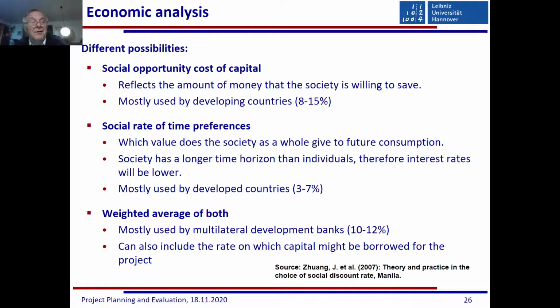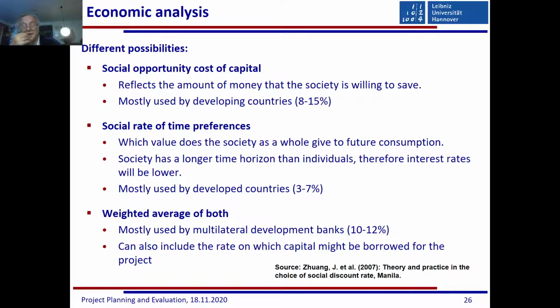Okay, next slide. The economic analysis: what we would have for the discount rate is the social opportunity cost of capital. And what does that mean? It reflects the amount of money that society is willing to save. It's mostly used by the developing countries, and they would say the discount rate would be between 8 and 15%, maybe not anymore now. And then the social rate of time preference: which value does the society as a whole give to future consumption? It assumes that society has a longer time horizon than individuals, and therefore interest rates will be lower.